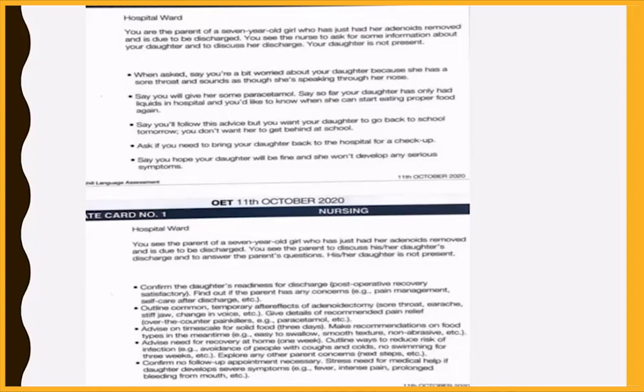Well, I am sorry, I cannot fully agree with you. I would advise that your daughter needs complete rest for 1 week at home for a full recovery. I shall also explain some of the ways to reduce risk of infection. You should keep your daughter away from people with cough or cold. She is not allowed to swim for at least 3 weeks to avoid infection. Are you following me?